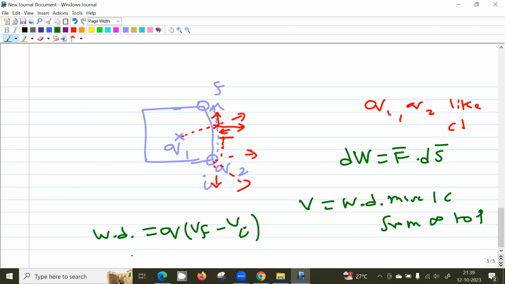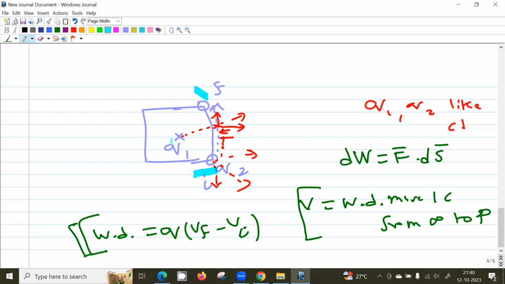Okay, so you can take this as a basic formula. This comes from the definition of the potential, that the potential at a point is the work done to move 1 coulomb charge from infinity to that particular point. So if I use this one, what is the potential at the initial point? This is my initial point, and this is the final point.